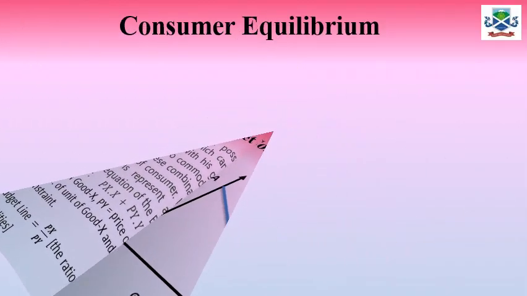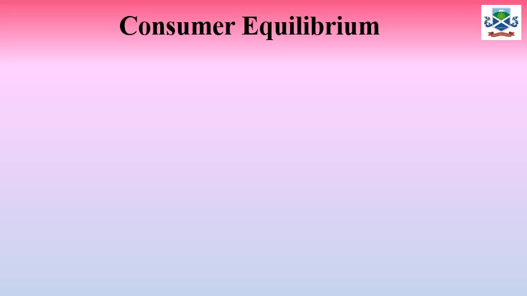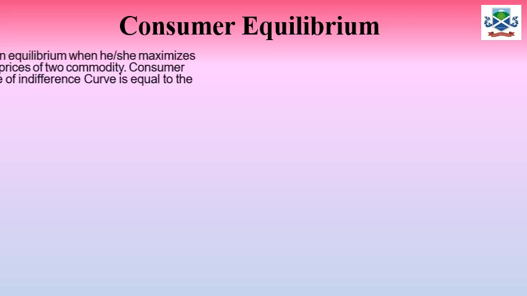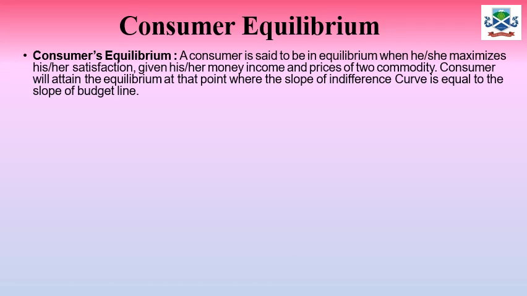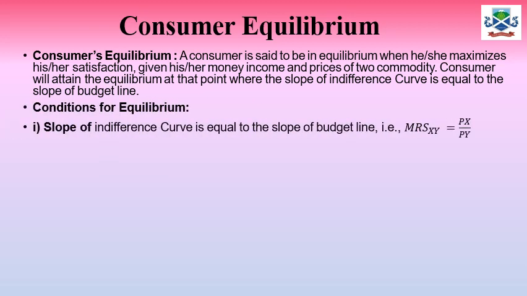Now moving on. Now we are going to learn the consumer equilibrium under the ordinal approach or indifference curve analysis. Consumer equilibrium is basically the equilibrium which gives maximum satisfaction from the given money and the price of two commodities. Consumer will attain the equilibrium at the point where the slope of the indifference curve is equal to the slope of the budget line. So the condition for equilibrium is that the slope of the indifference curve is equal to the slope of the budget line, which in symbolic form is MRS XY is equal to Px by Py.